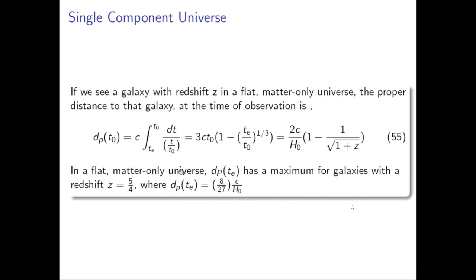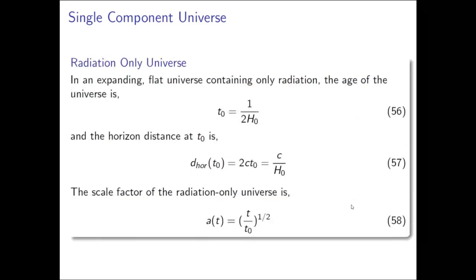So in a flat matter only universe, the proper distance at the time of emission has a maximum for galaxies with redshift z equal to 5 by 4, where the maximum proper distance can be given as 8 by 27 times c by H naught. So this is about the redshifts and proper distance in this kind of single matter only universe.